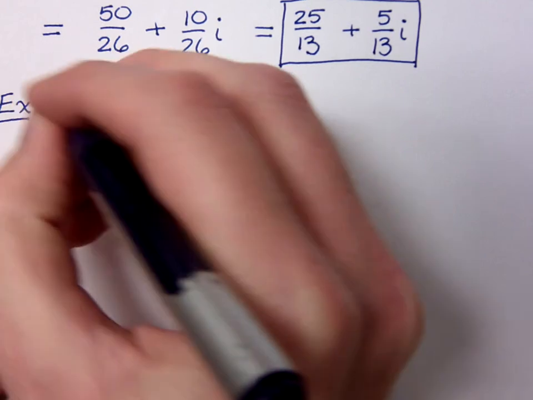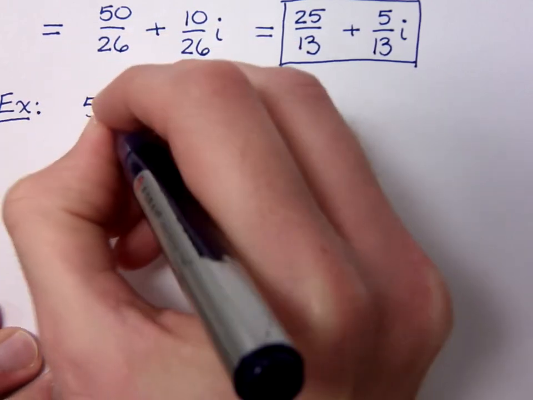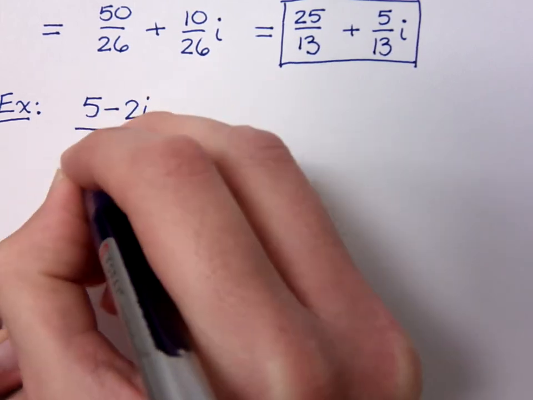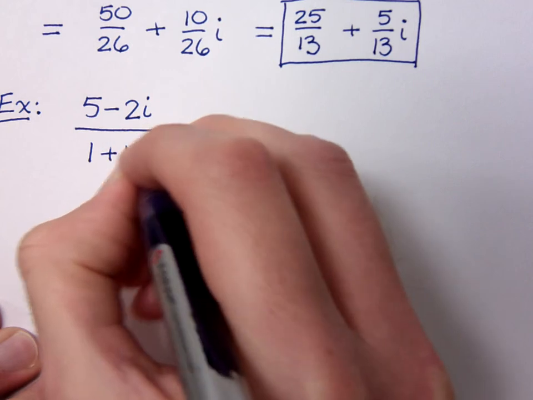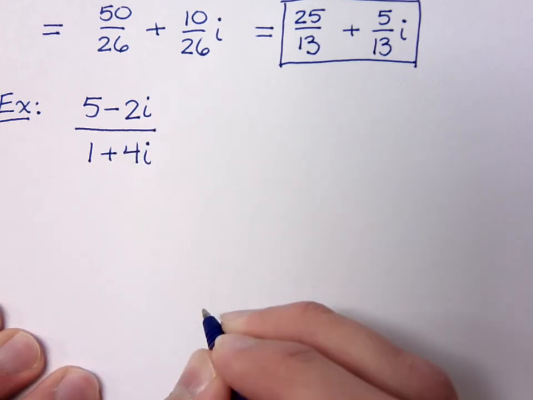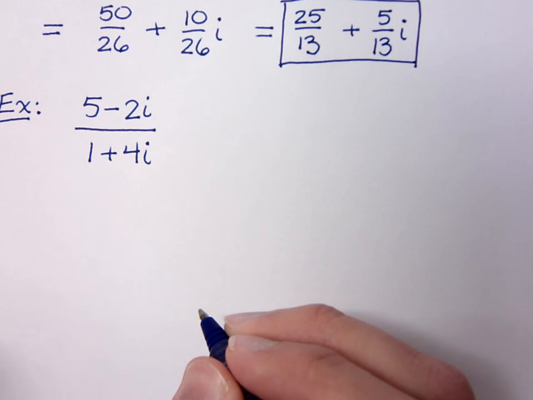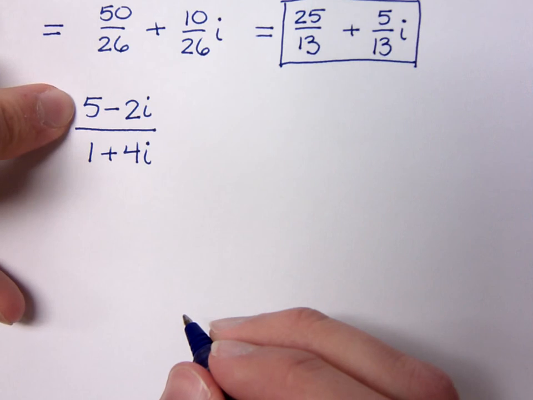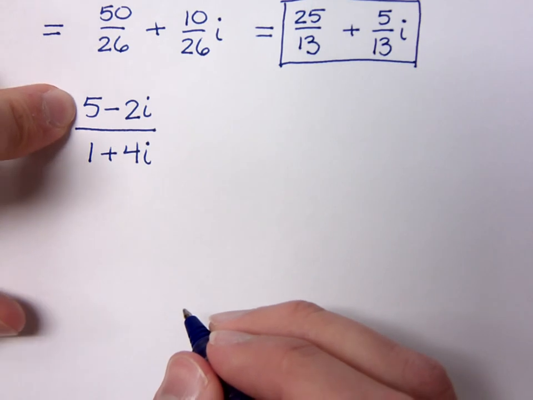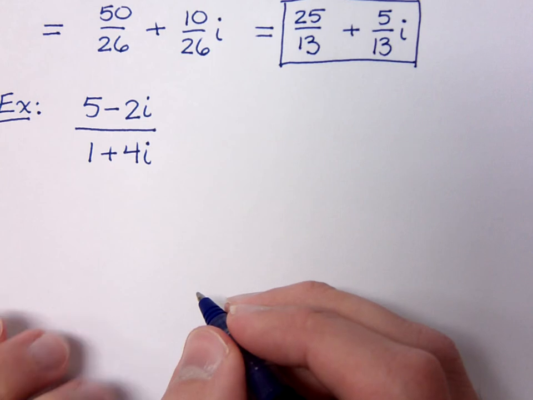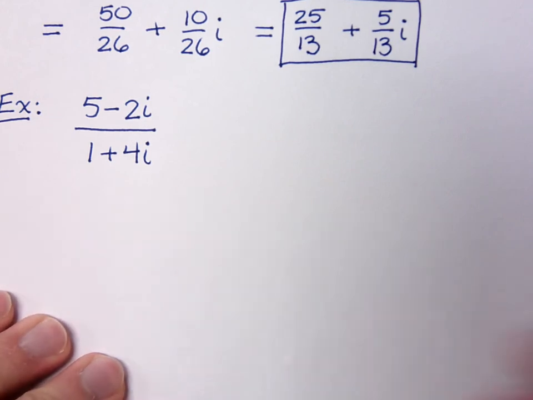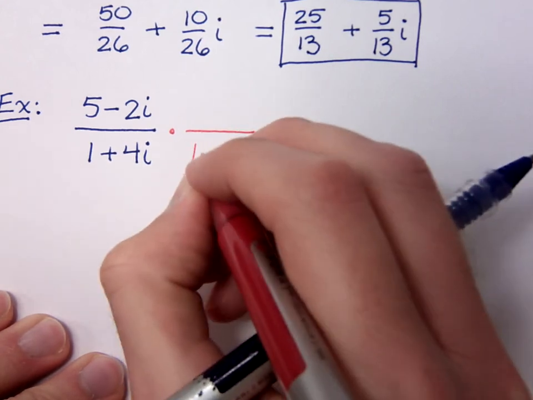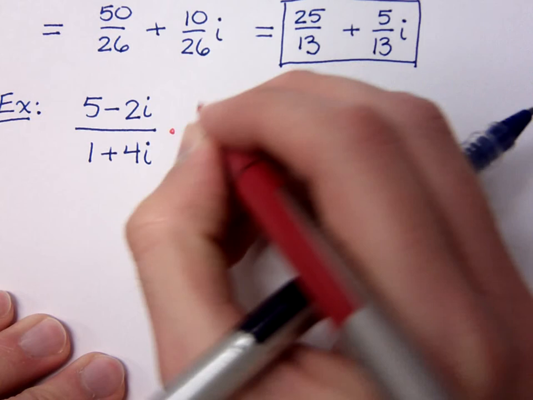You cannot avoid this. I'm going to take 5 minus 2i and divide that by 1 plus 4i. Now the only difference between this problem and the last two problems that we've done is that your numerator is a complex number and it's got 2 terms to it, unlike the other ones that only had 1 term. So, just like the last ones, we need to multiply times the conjugate. And what is the conjugate? 1 minus 4i.